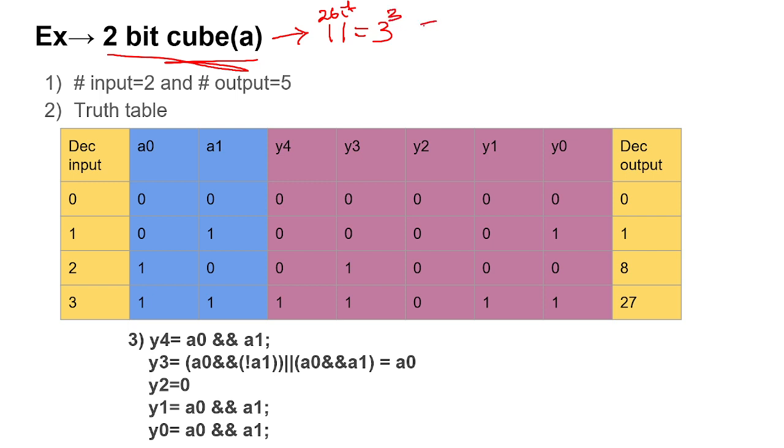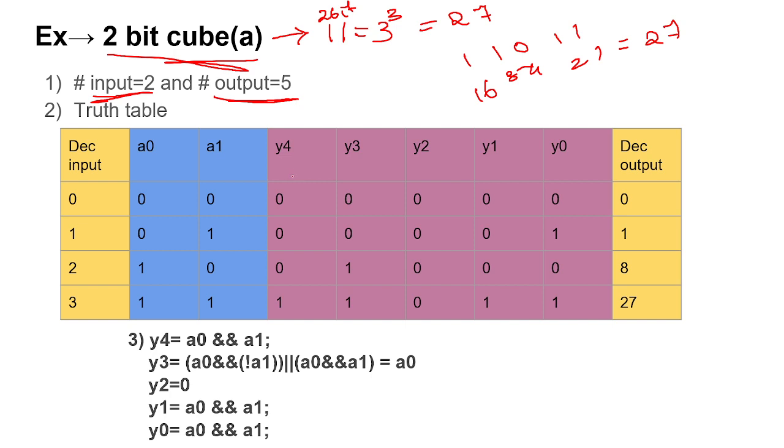3 cube is 27, which can be represented as 16 8 4 2 1. So we need 5 bits to represent 27, and the input is given as 2-bit. So we write the truth table, and this is the decimal equivalent: 0 cube is 0, 1 cube is 1, 2 cube is 8, 3 cube is 27, and the equivalent binary representation.